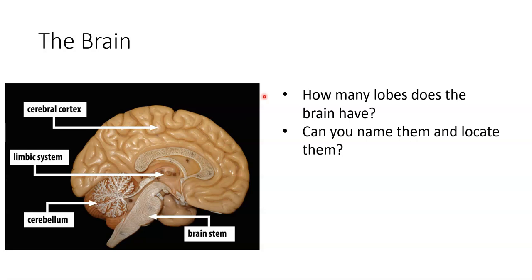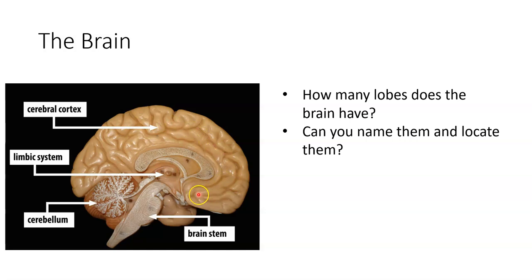If you said 4 lobes, that's okay, but there are actually 5 lobes if you remember, because there is a hidden insular lobe along with your frontal, temporal, parietal, and occipital. So let's start with that.